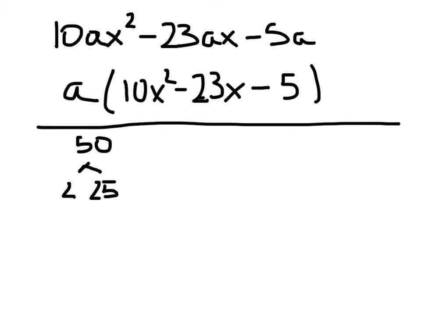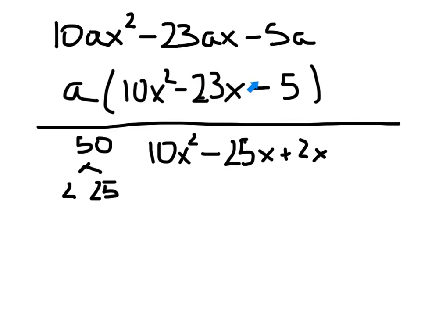So for this 10x squared minus 23x minus 5, I can write that as 10x squared minus 25x plus 2x. So the minus 25 plus 2 result in this negative 23. And now I factor by grouping.